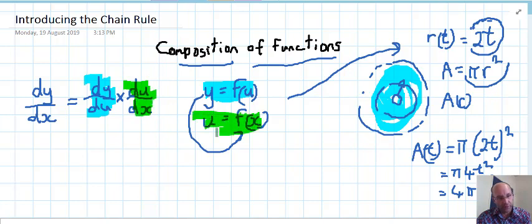So the first one, we need to find the derivative of y in regards to u, and the second one, we need to find the derivative of u in regards to x. So that's essentially the chain rule there in Leibniz notation.